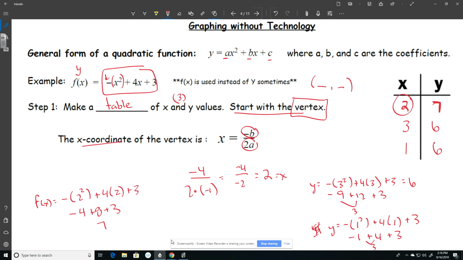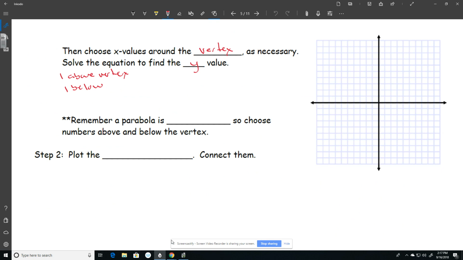And I plug those in to my graph. So that's our next step. I've got my Y values. I've got 2 and 7. I have 3 and 6, and I have 1 and 6. Those are my different points that are on the graph. I plugged them into the function. I know they're on the graph. We're going to plot those. There was a little note right here.